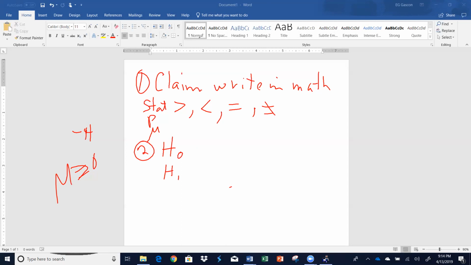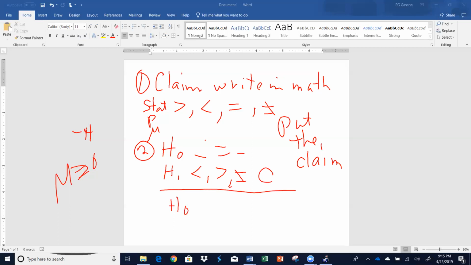Put the claim first. If the claim is less than, greater than, or not equal, write the claim here and label it as such, and then make this, whatever it is, equal to. If the claim is equal, put the equal in first and label it as the claim, and then the alternative will automatically be not equal. That's step 2. So far, so good? Yes. Okay.